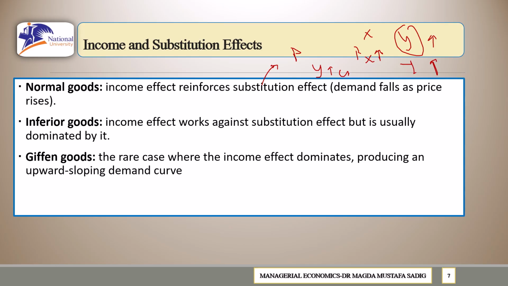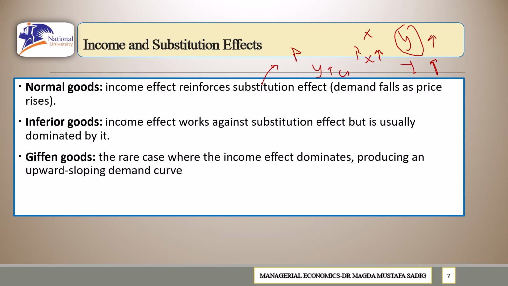normal goods. So for the inferior goods, it works in the opposite directions. Income effect works against substitution effect. But here, both they work together. In the normal good, both work in the same direction. But here, if income increases, demand for inferior goods decreases. And the demand for substitution goods increases also.